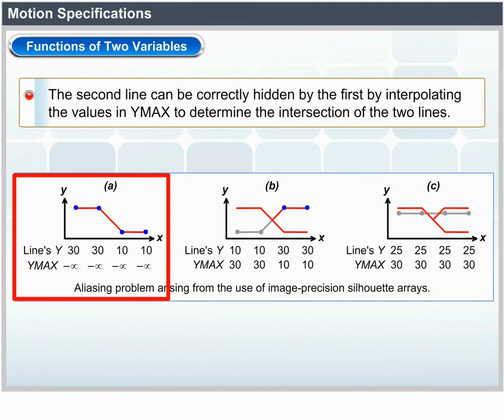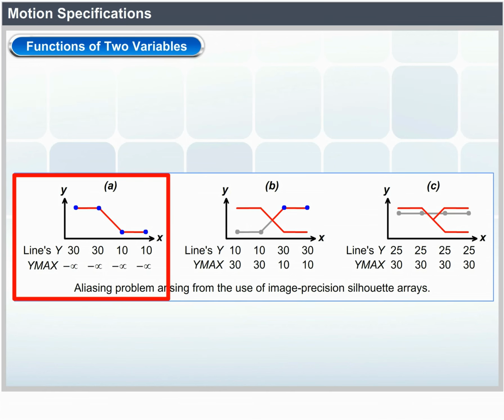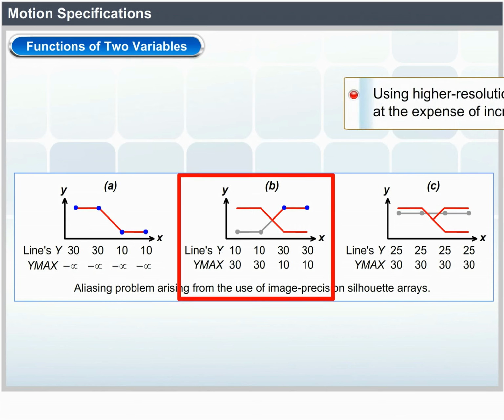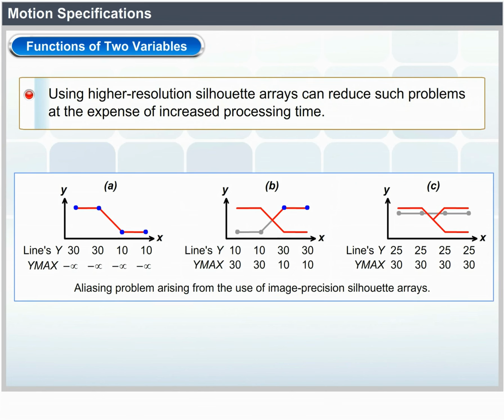The second line can be correctly hidden by the first by interpolating the values in Ymax to determine the intersection of these two lines. After the second line has been drawn, however, both values in Ymax are the same, so that the third line drawn in path C incorrectly remains hidden when it passes over their intersection. Using higher resolution silhouette arrays can reduce such problems at the expense of increased processing time.